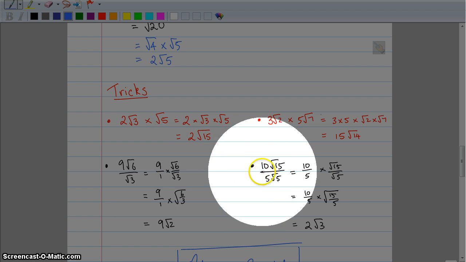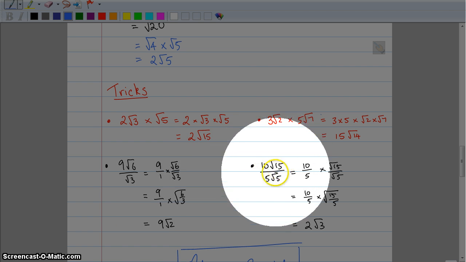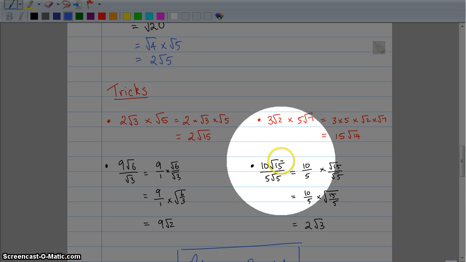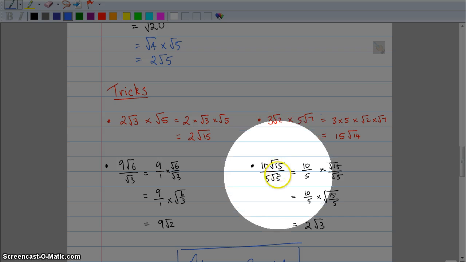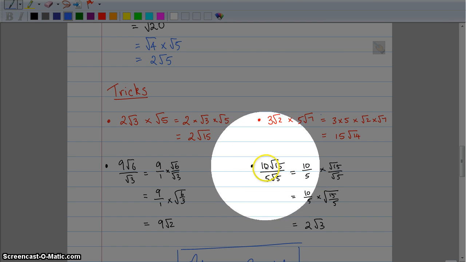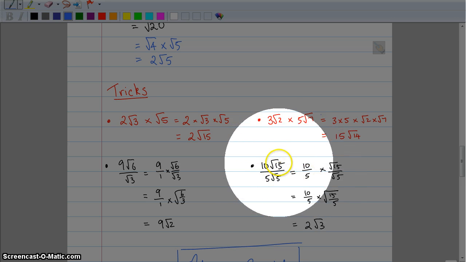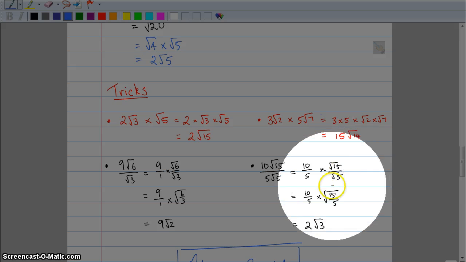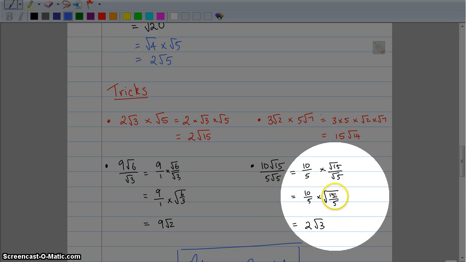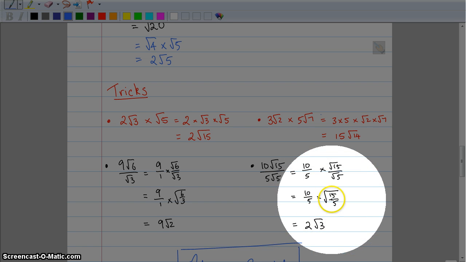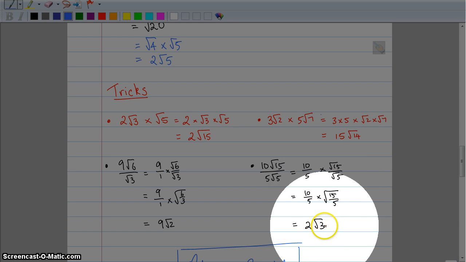The last one I want to show you today is 10 root 15 over 5 root 5. It'd be really tempting at this point to cancel out all the 5s, because there's lots of 5s there, but that wouldn't be so helpful for us. We do the numbers first, so 10 over 5 and root 15 over 5. That becomes 10 over 5 by root 15 over 5. 10 over 5 is 2, and root 15 over 5 is root 3.